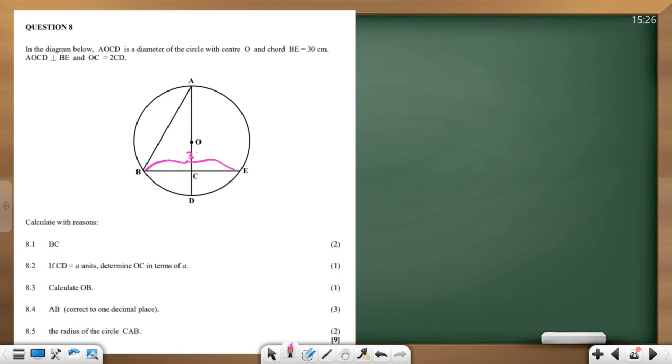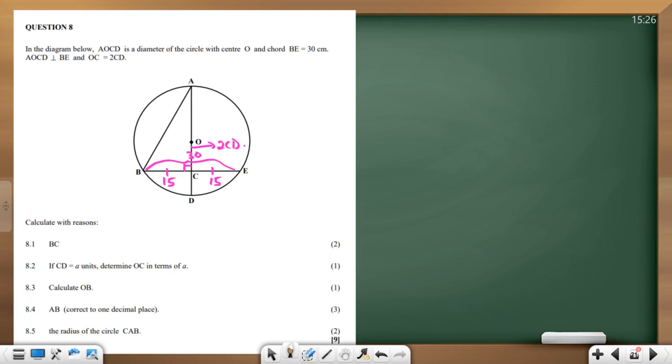BE is 30, okay? AOCD is perpendicular. Since they are telling me that that is perpendicular, it means this and that are equal. Theorem 1, converse. OC is equal to 2CD. All right, OC is equal to 2CD. Please pause and answer questions.